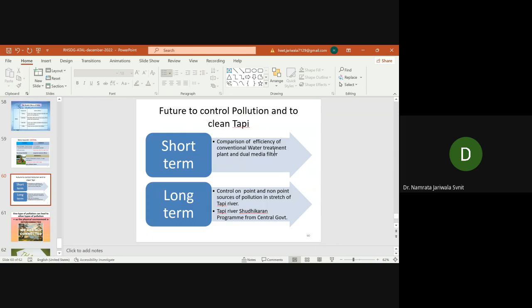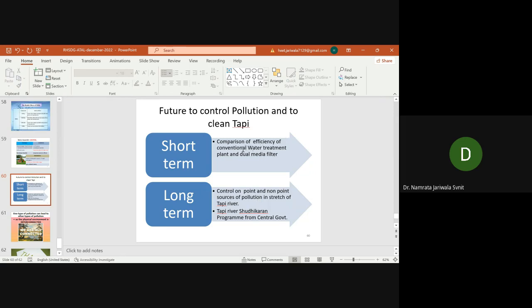Now we also have to think about the cleanup action. One long-term plan to consider is the cleaning of the Tapi river, and for that I am happy to inform you all that the Surat Municipal Corporation is already getting 600 crore rupees for the Tapi river Suddhikaran project, and urban authorities are trying to control all the point and non-point sources. Wherever there is a point source, they are developing STPs so that untreated water will not enter into the water bodies. But even then, the very effective measure is the treatment plant.